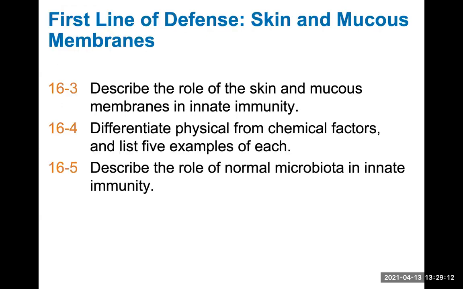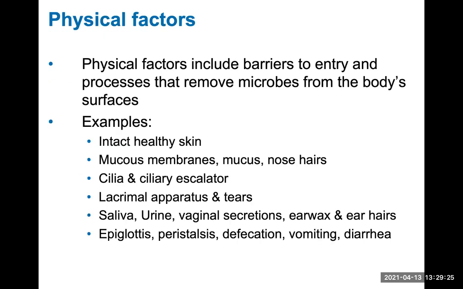Okay, so for this next section, we're going to talk about the skin and the mucous membranes as physical and chemical factors of the first line of defense. So physical factors include barriers such as the skin, that prevent the entry of microbes into the body. And then there's also factors that remove microbes when they do gain access to the body.